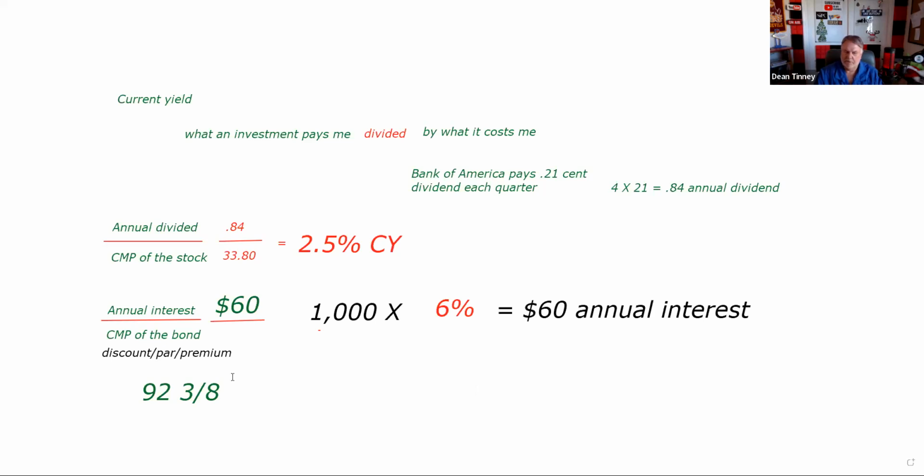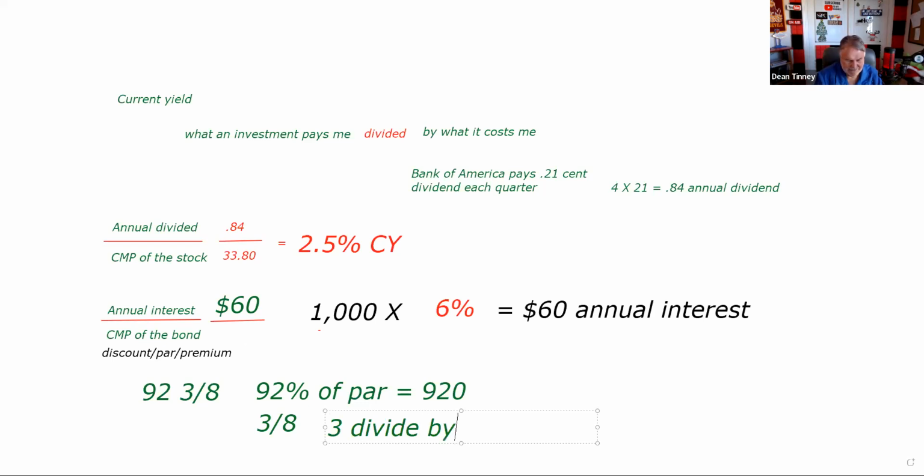So now we have to be able to turn that into a dollar amount, right? So that's 92% of par. I think that part of it is kind of easy. 92% of par, bonds trade as a percentage of par. That is 920. And now we've got to figure out what this 3/8 is. And the way we do that is we get out our calculator again. What we're going to do is take 3 divided by 8.